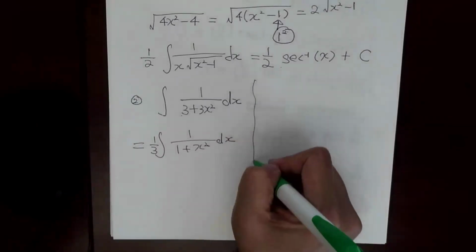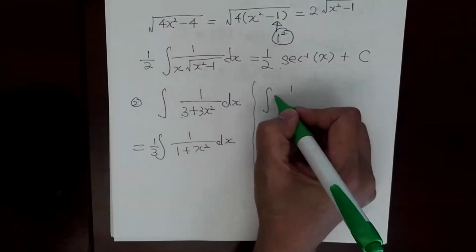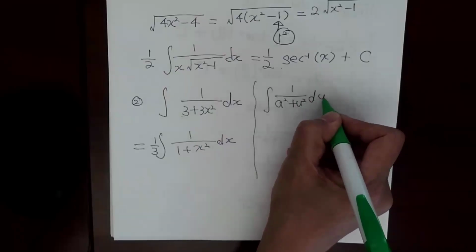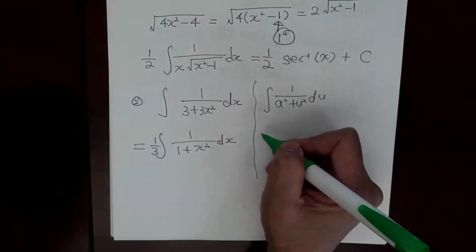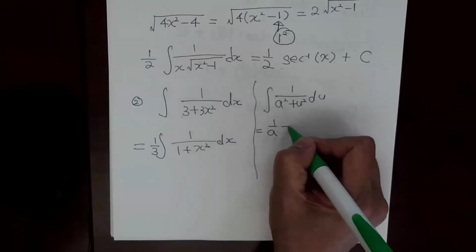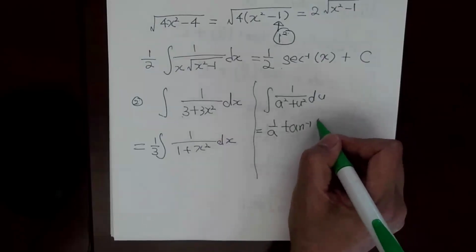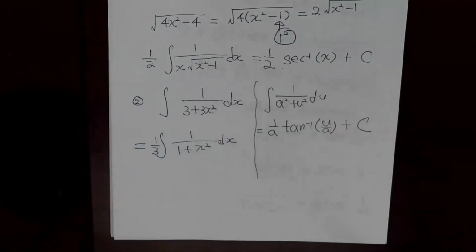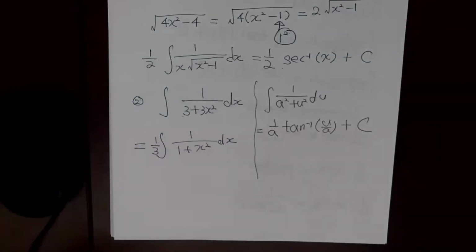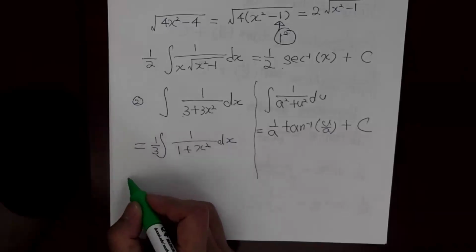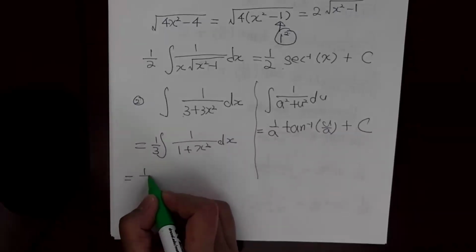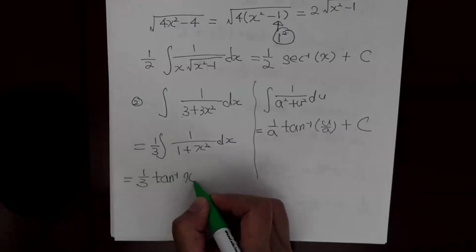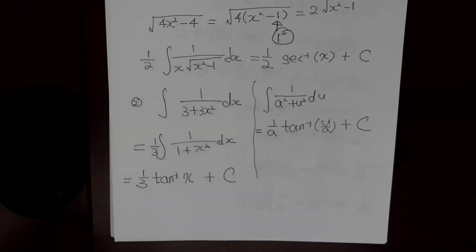And then we have integration 1 over a squared plus u squared du. This one is 1 over a tangent inverse of u over a plus c, right? By the formula. This time a is 1. So we end up getting 1 over 3 tangent inverse of x plus c.